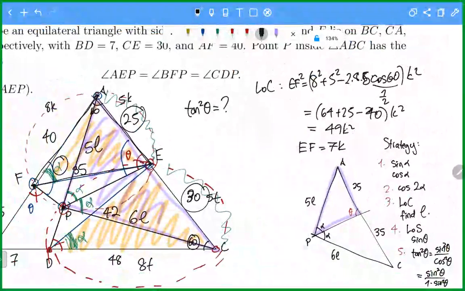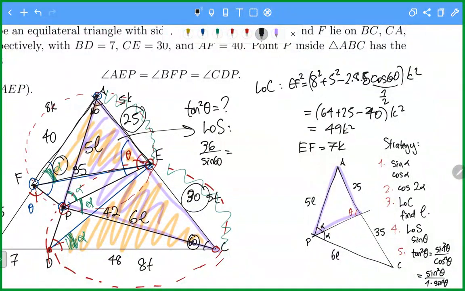So let's look at the first triangle, and when we use law of sines here, we get 35 over sine 60 equals 25 over sine alpha. Okay, then sine alpha is, I'm sorry, this should be 35. It is, then sine alpha is 5 over 7 times root 3 over 2. This is 5 root 3 over 14.